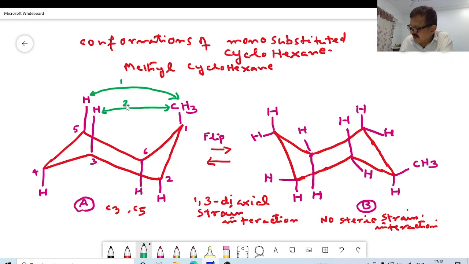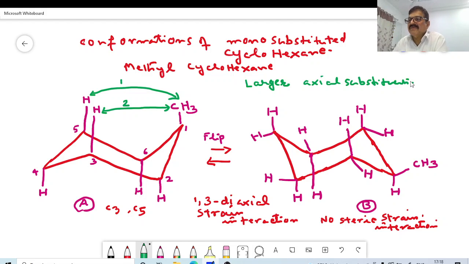Larger axial substituents. This is always a problem. Larger axial substituents create unfavorable 1,3 diaxial strain interactions, destabilizing a cyclohexane conformation. What is the point? A bulky group, something larger than hydrogen, will be more stable in an equatorial position than in an axial position.